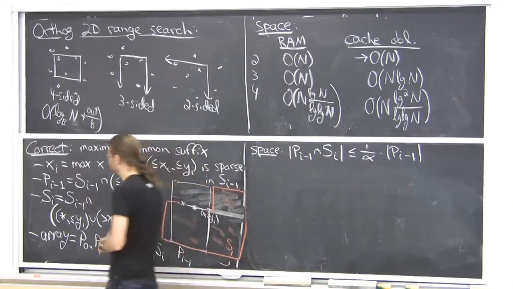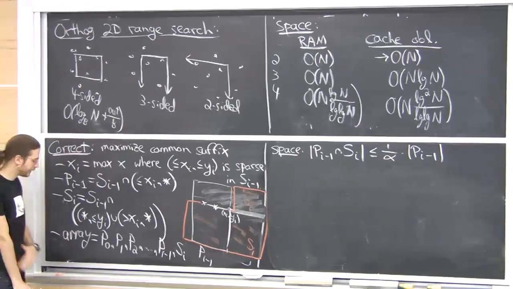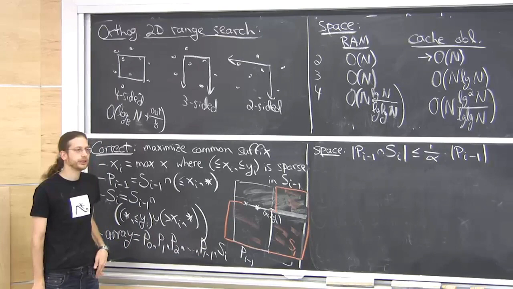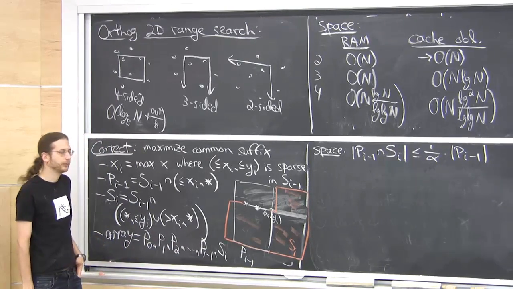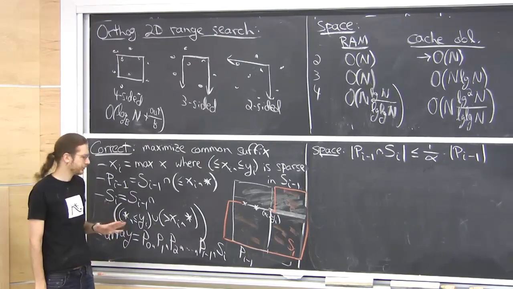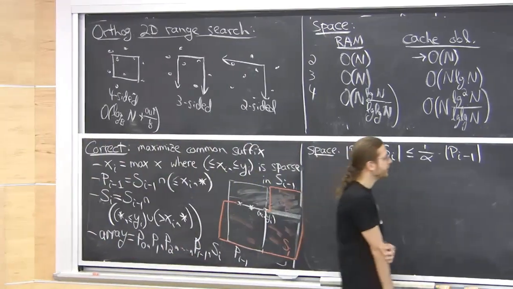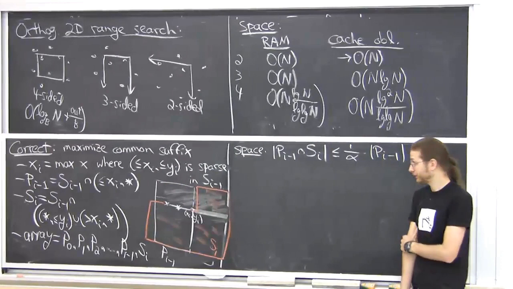I claim this is good news. I claim it means that these PIs essentially are geometrically decreasing in size. It's not literal. That's not quite right, but this will give us a charging scheme, which will prove that the whole thing has linear size.